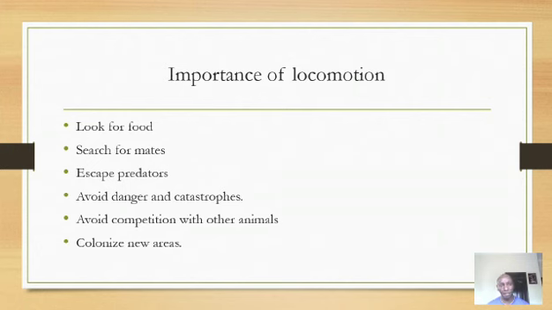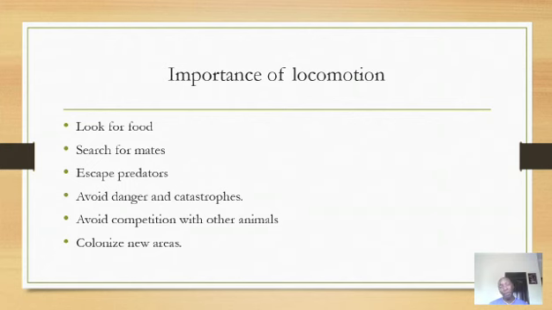To search for mates, so that reproduction can continue taking place. Remember, feeding or nutrition, reproduction, these are some of the characteristics of all living things. They need to escape from predators. Otherwise, if they don't escape from predators, they will definitely get eaten, and that would be the end of those organisms. So they may run away from predators so as not to get killed.